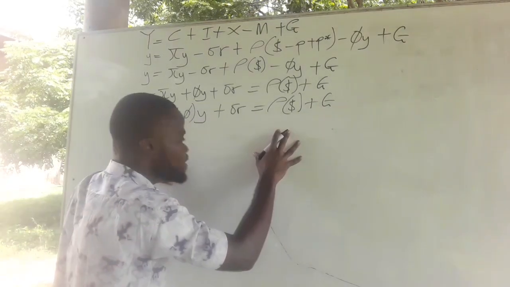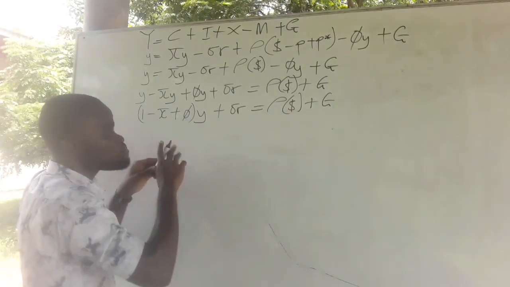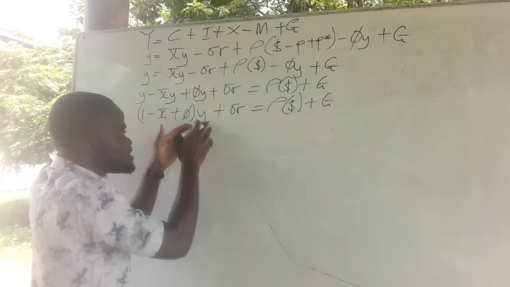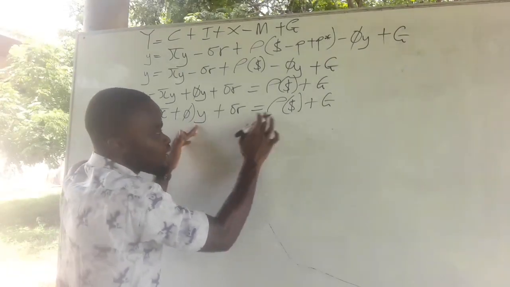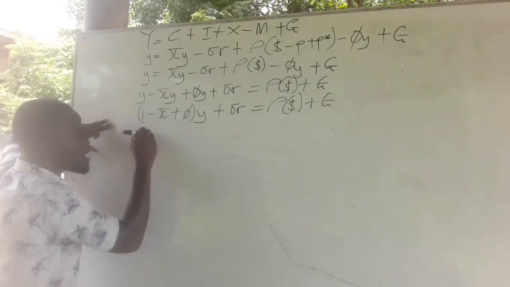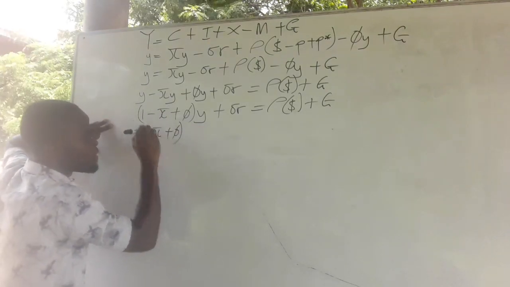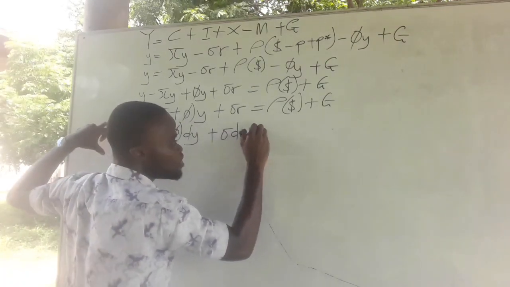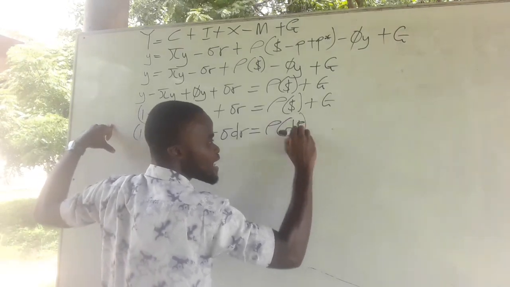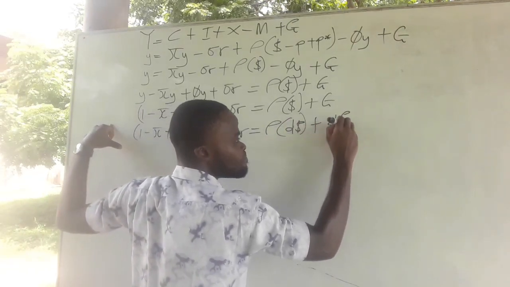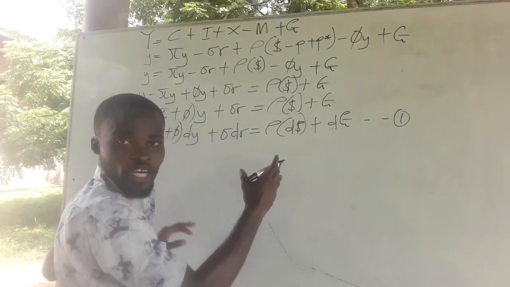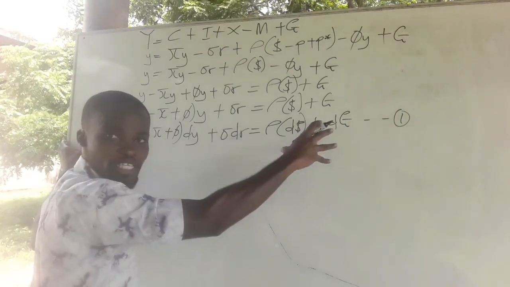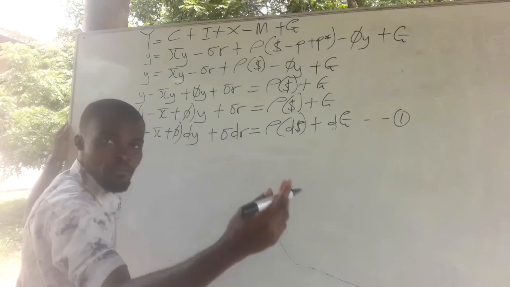Now the last thing we should do is find the total derivative of this function. So what it presupposes is that you maintain the parameters, then we find the derivative of the variables of interest, which are y, r, dollar sign, and government spending. So we maintain our parameter here. We find the total dy plus sigma dr, which is equal to rho the dollar sign plus the government spending, giving us equation 1. So this is for the product market. Now we've worked out the product market under the fixed exchange rate regime. Now let's move to the money market, which is the LM.